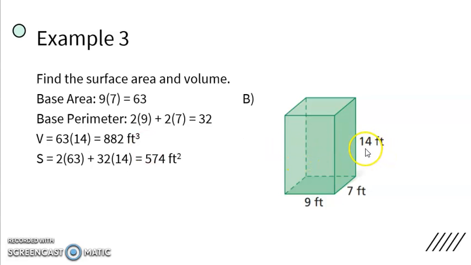And that was this 14 here. You get 882 feet cubed. For the surface area, it's 2 times the area of the base plus the perimeter of the base times the height. And you get 574 feet squared for that.